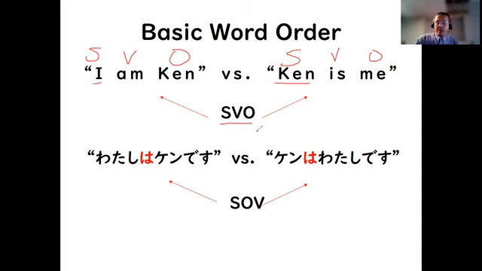But in Japanese, it's quite different. SOV. Okay. So 私は Ken です。Ken は私です。So subject here, object here, and the verb. Subject, object, and the verb.